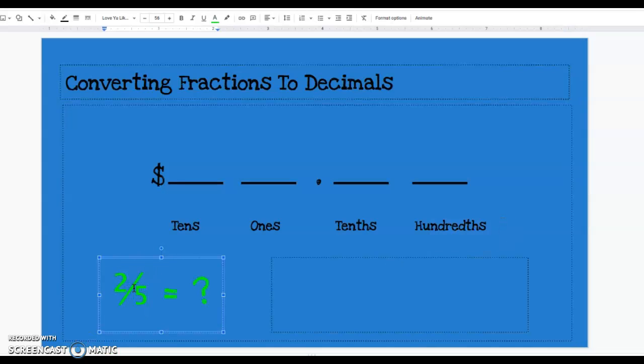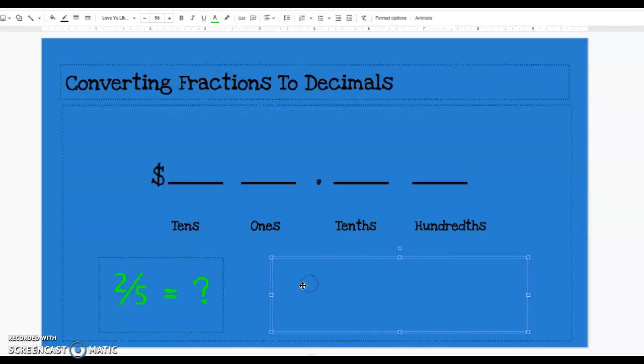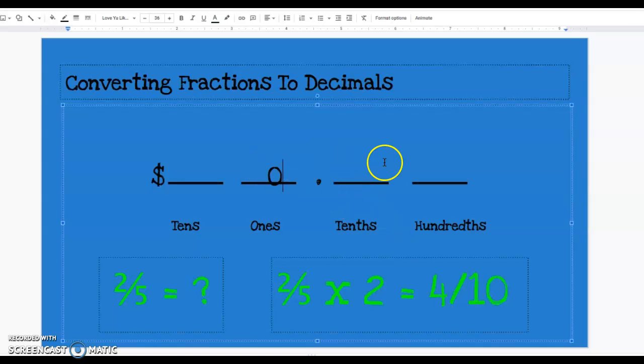I have a 5. So in order to do that, I need to ask myself, well, can I multiply my numerator and my denominator by anything to get to tenths? I totally can. I know that if I multiply 5 times 2, that gives me 10. So I'm going to multiply the numerator and the denominator by 2. When I do that, I get 4/10. 4/10 is equal to 2/5. So now that I know that, can I represent this as a decimal? Yes, I can. I have 0 wholes and 4/10.